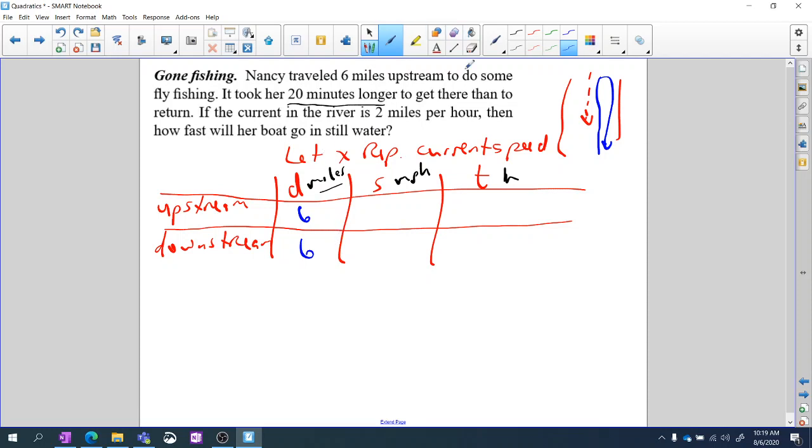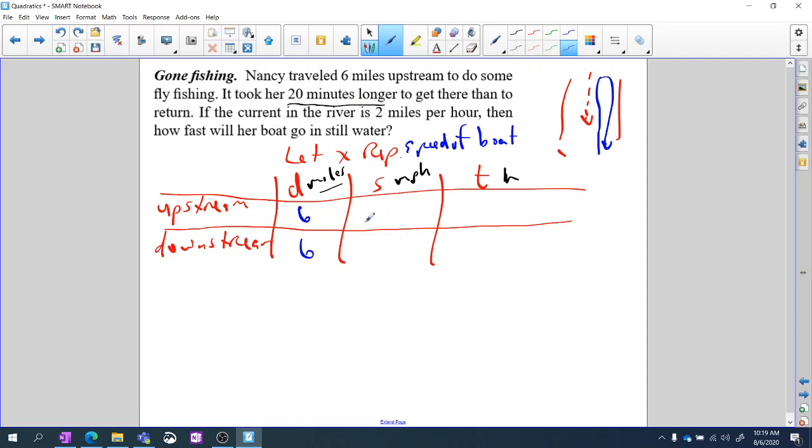Oh, sorry, I messed this up. X isn't the current speed. They tell us the current speed. X is the speed of the boat in still water. So X represents not current speed, their boat speed. Speed of the boat. And it wouldn't make sense to let it be X, the speed of the current, because they told me the speed of the current.